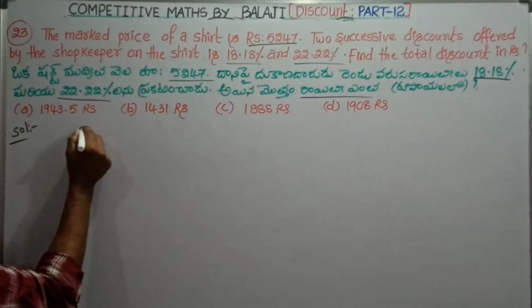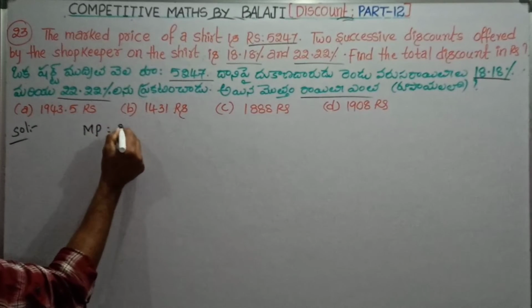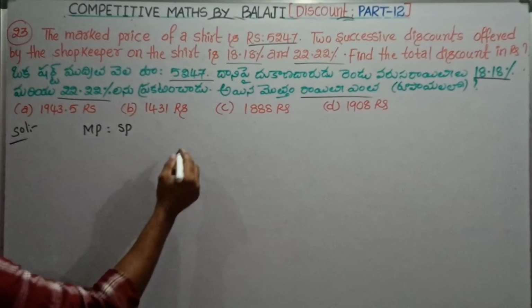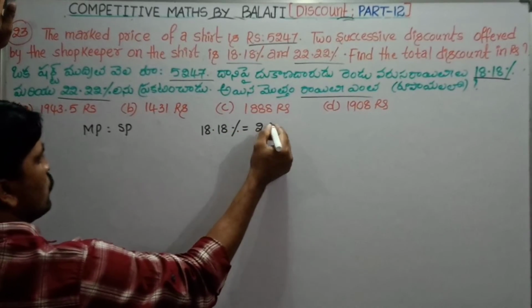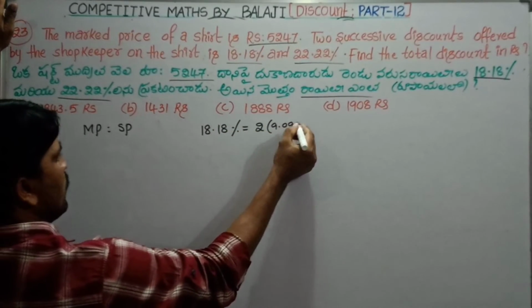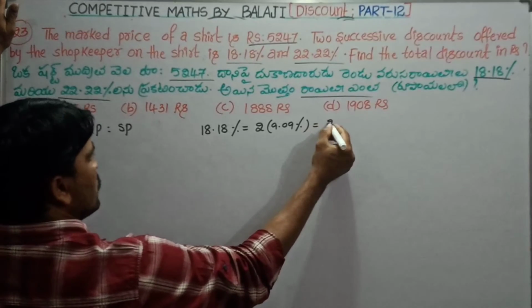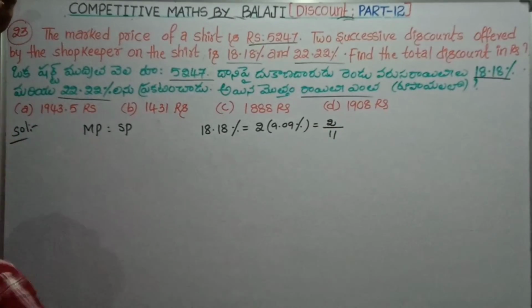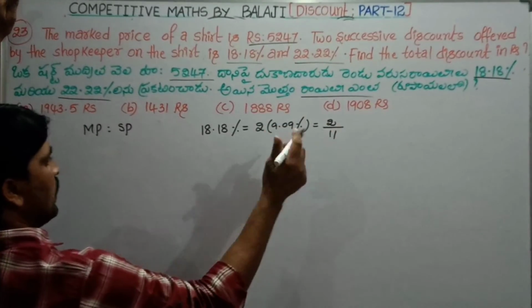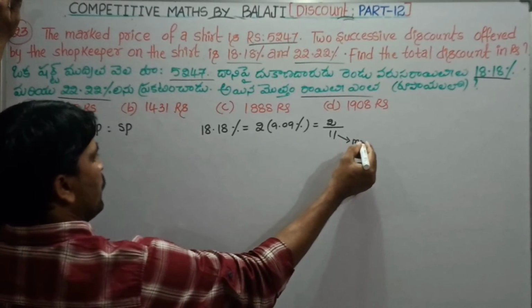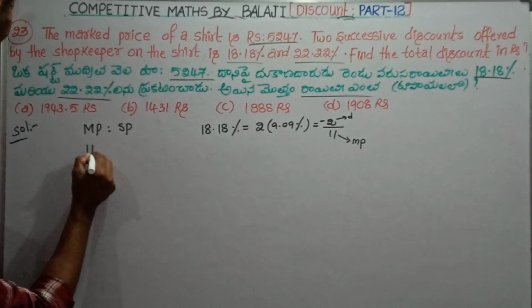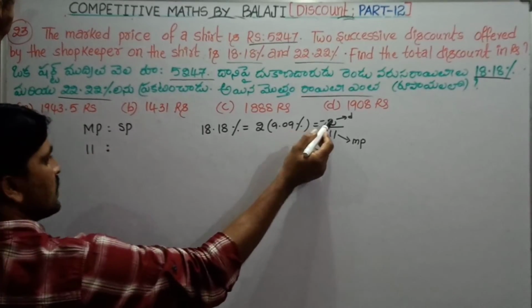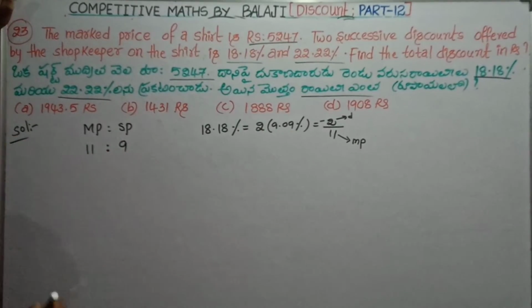Solution. Consider the ratio of market price to selling price. Since he allowed 18.18% discount, which is equal to 2 times of 9.09%, which is 2 by 11. 9.09% is nothing but 1 by 11. If 11 units are market price, 2 units are discount. So the market price is 11 units, the selling price is 2 units less than the 11 units, that is 9 units.